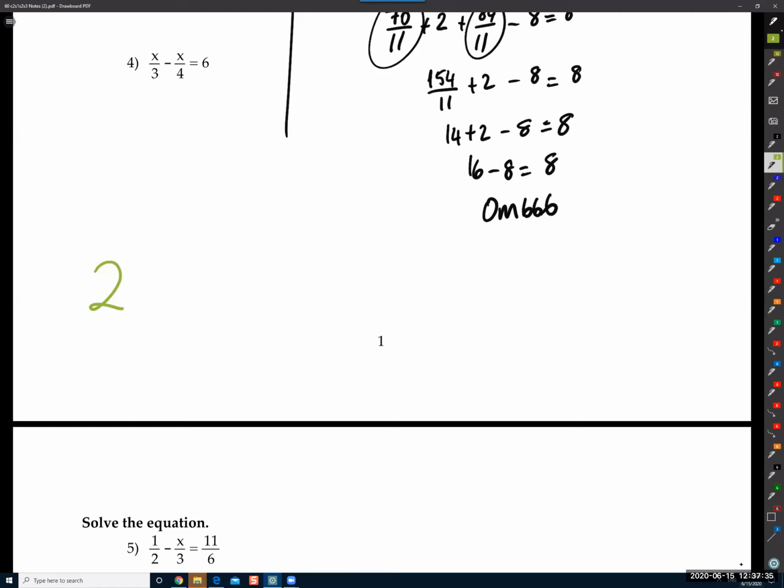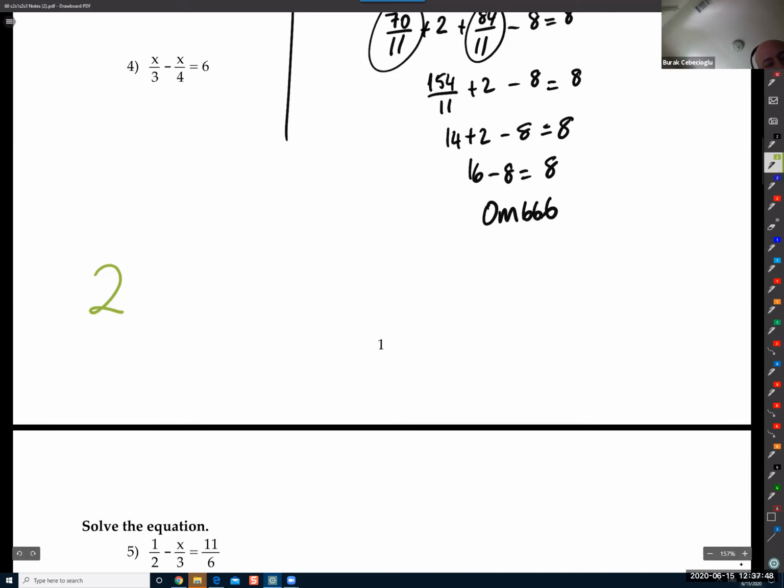What is it? 8? 8 is not prime. 8 is divisible by 4. No, not 8. Don't insist. 8 is not the right answer. How about 3, 5, 7, 11, 13, 17? Right? 2, 3, 5, 7, 11, 13, 17. These are the prime numbers.